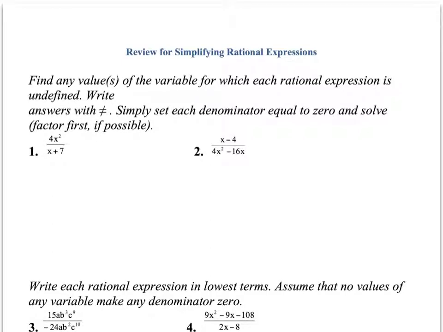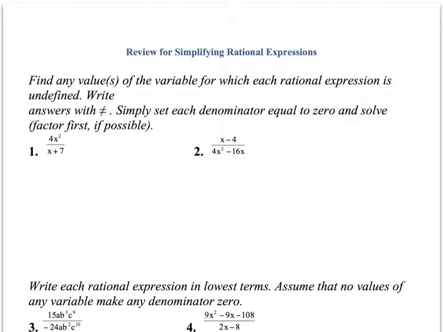Let's review how to simplify rational expressions. The word rational simply means there is a ratio involved, which means it's going to look like a fraction. The one thing you have to always keep in mind is if you have a fraction, there is one value the denominator can never equal because it is meaningless. It would make your fraction undefined. That occurs when your denominator would equal 0.